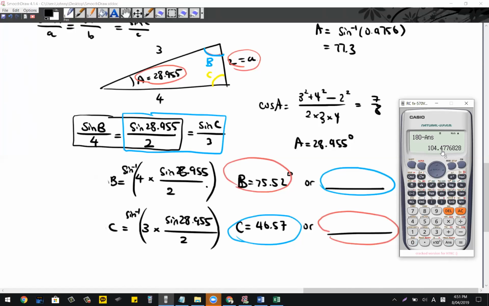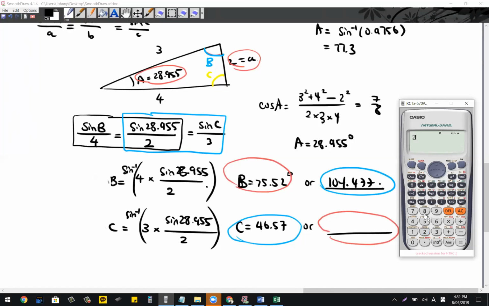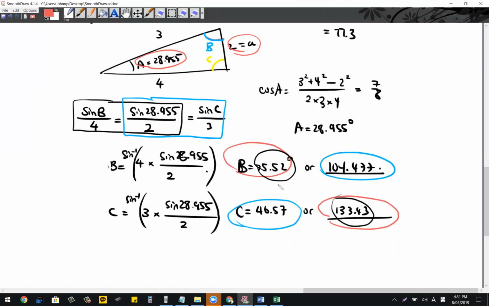So it's 104.477. And you can see that 28.955 plus 46.57 with the 104.477 is equal to 180, isn't it? Yep. And if I do 180 minus 46.57, then I get another answer, which is 133.43. And if I add that with this and that one, then I get another triangle, and it's 180 as well. So I'll show you what that means.